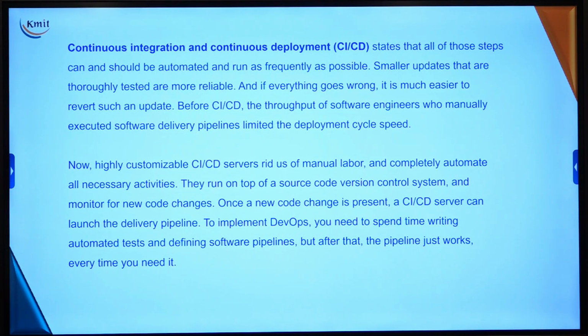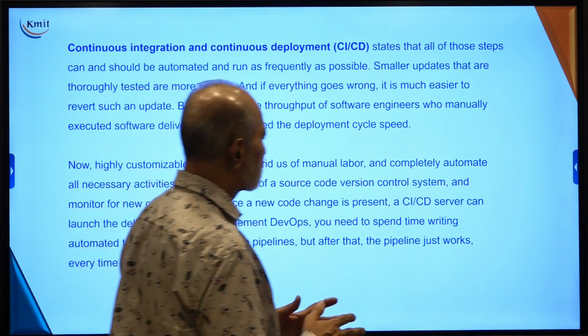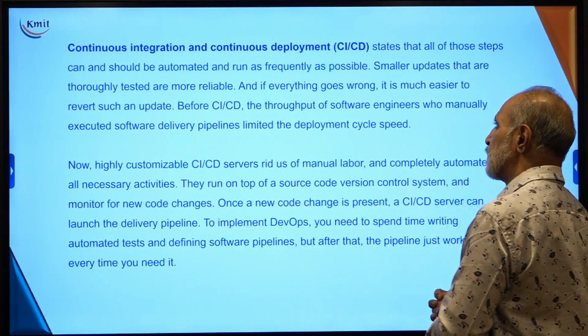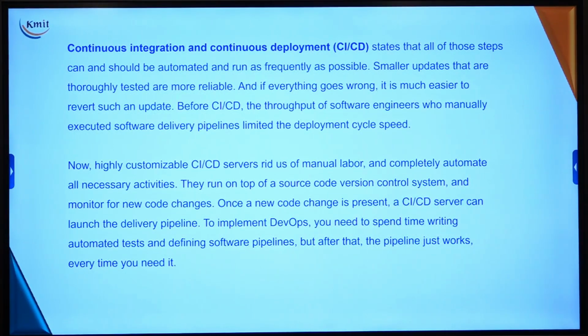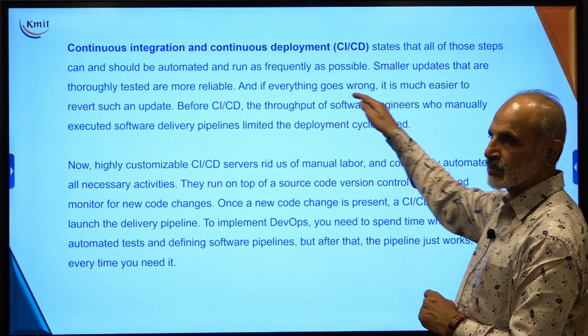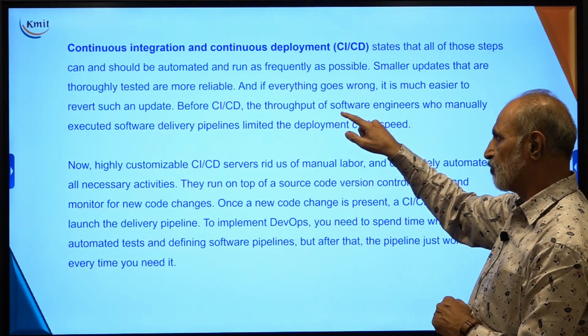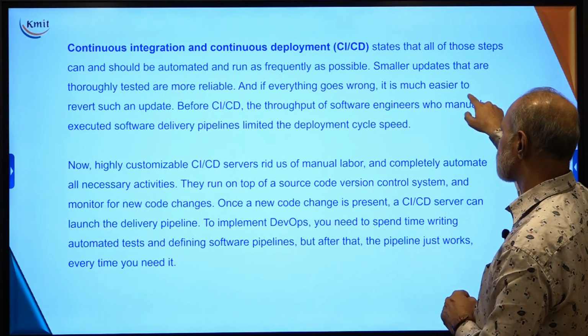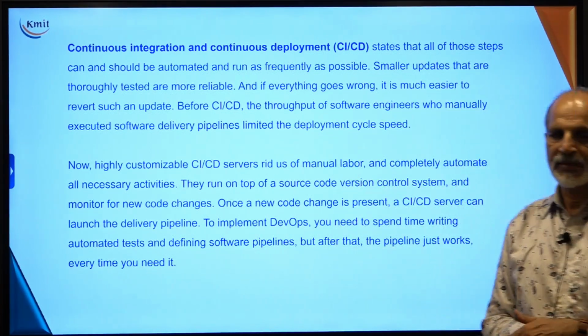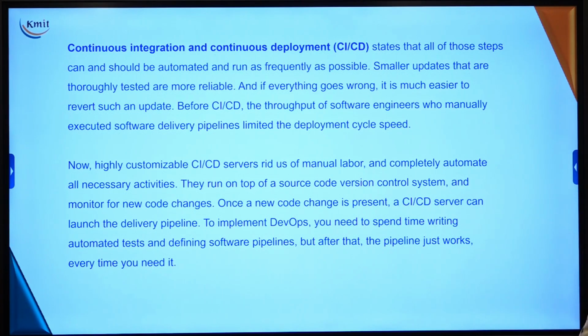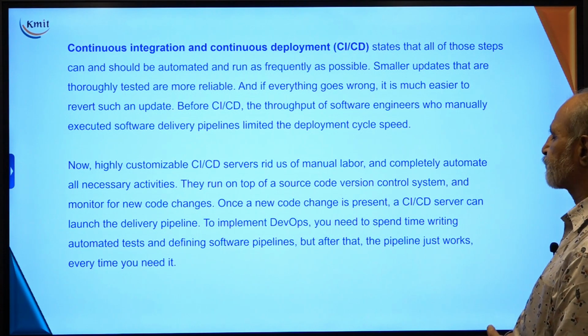Very simple idea. I have continuous development occurring. So, I will have a continuous integration, and once the job of integrating the software code is over, I have to go for a deployment. So, CI/CD states that all the steps can be and should be automated and run as frequently as possible. Smaller updates are thoroughly tested and more reliable, and if everything goes wrong, it is much easier to revert such an update. So, if something goes wrong, it is easier for us to find out the mistake, and to go back and see where we went wrong.